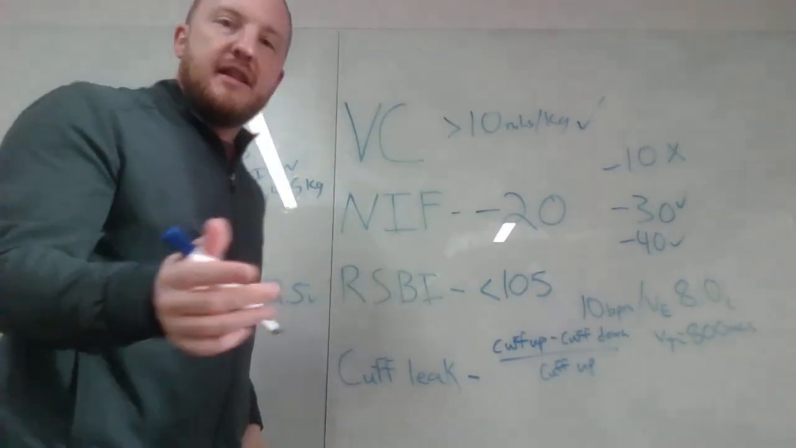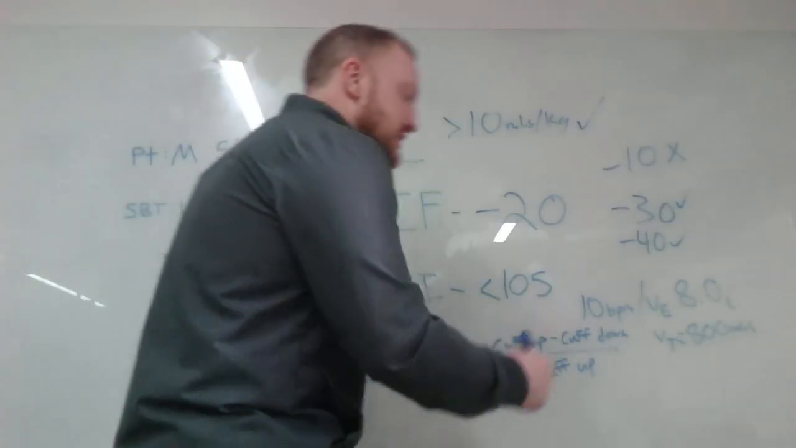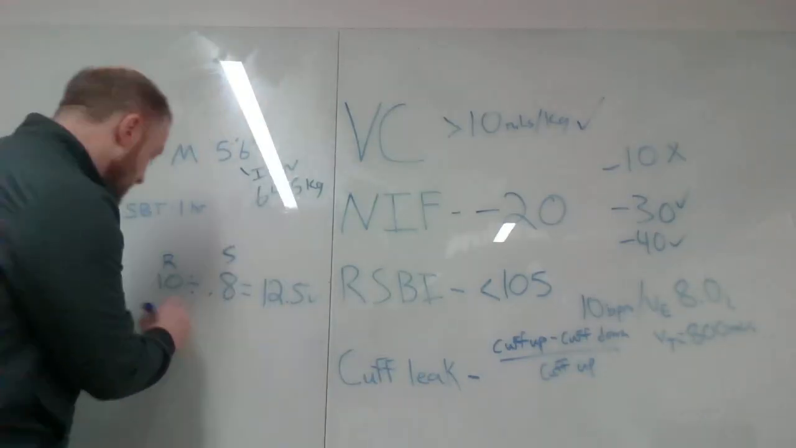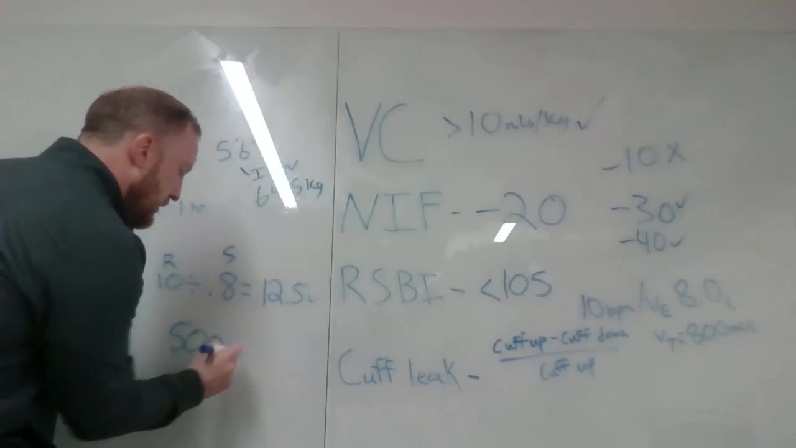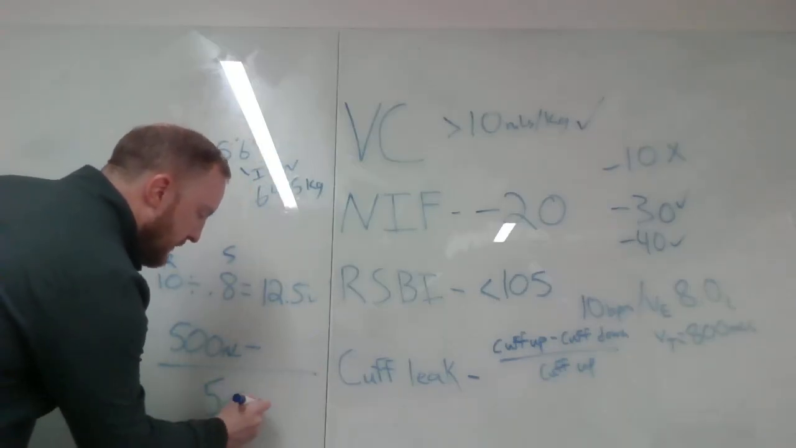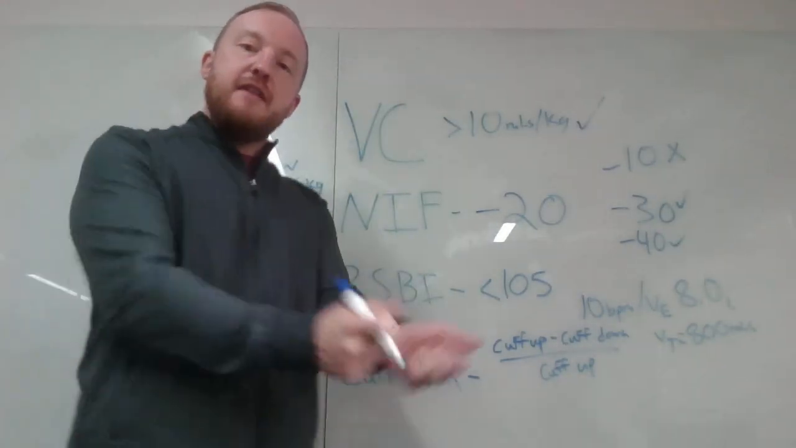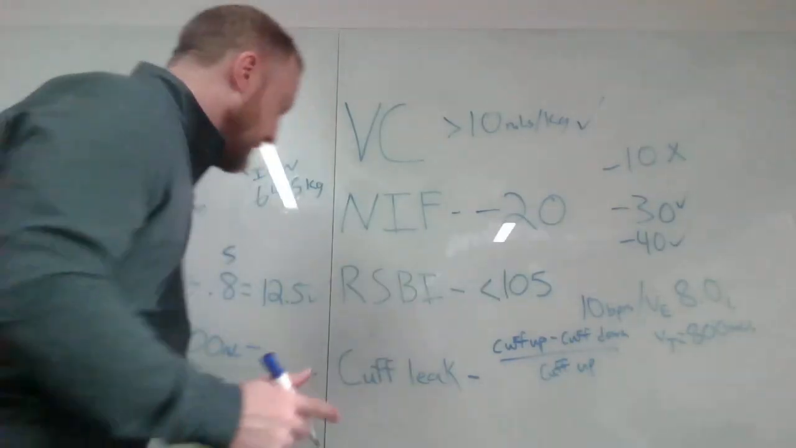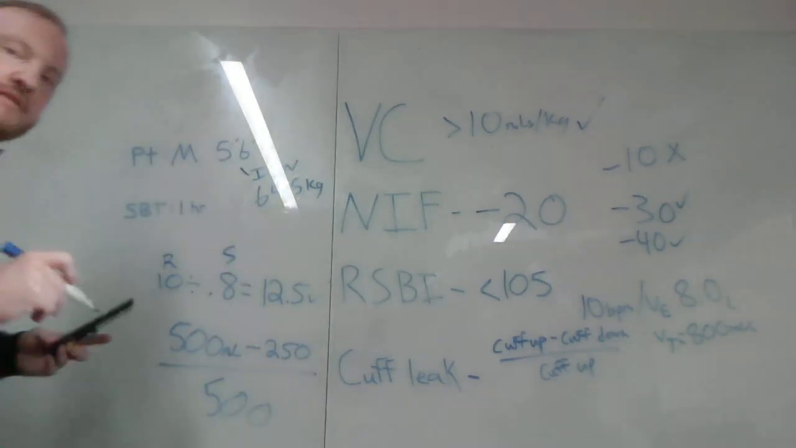Okay, so let's do an example. I'm a fan of easy math too. Let's say we put them on a volume mode and we're going to do 500 mLs with our cuff up. Then I suction above, suction below, and I deflate this cuff. When I deflate this cuff, I have 250 mLs come back to the ventilator. So we're going to do 250 comes back. Let's do the math real quick.